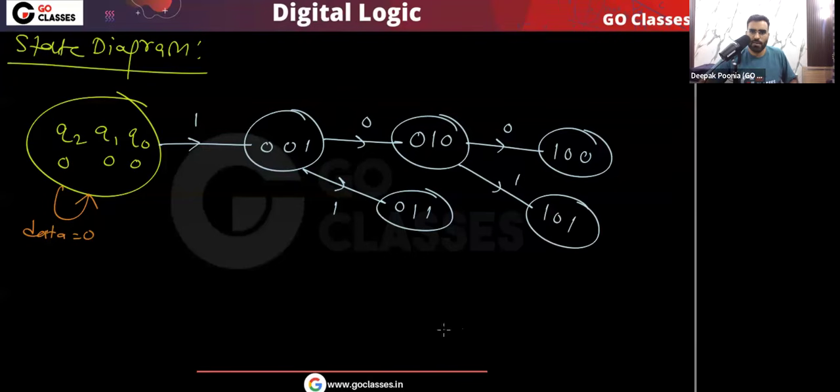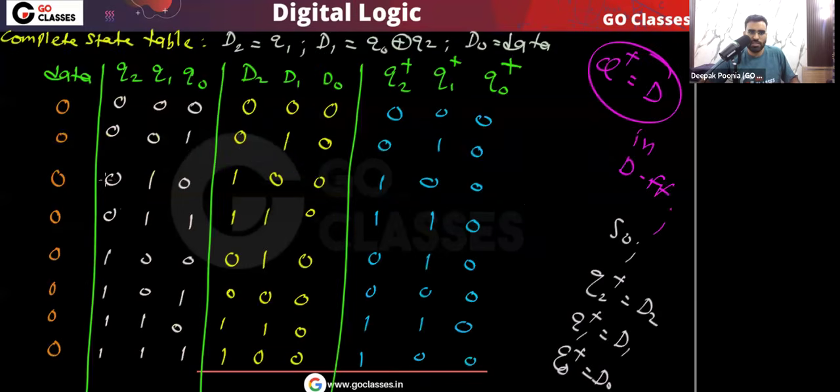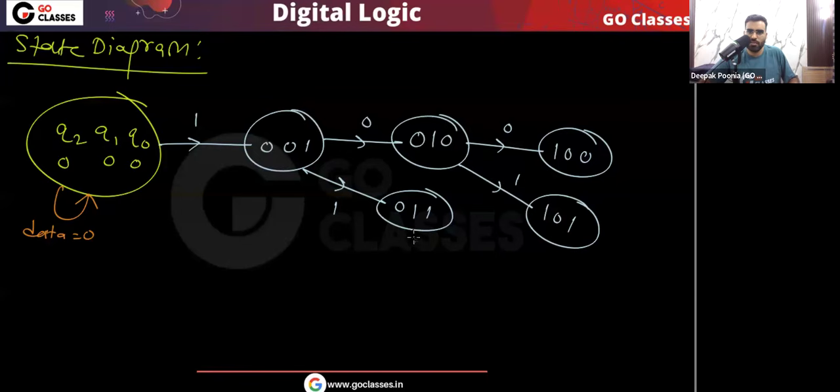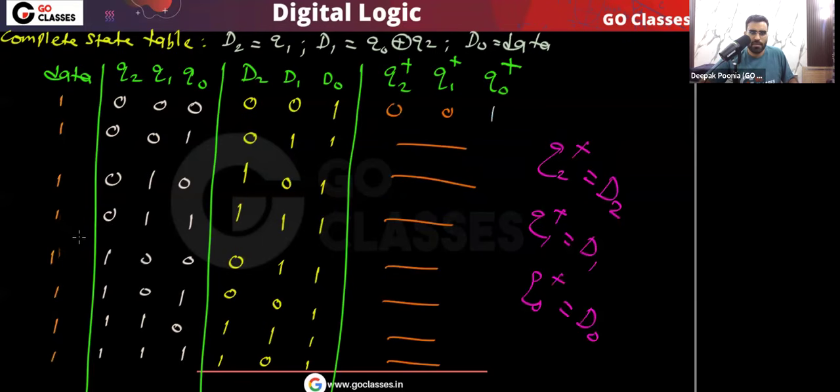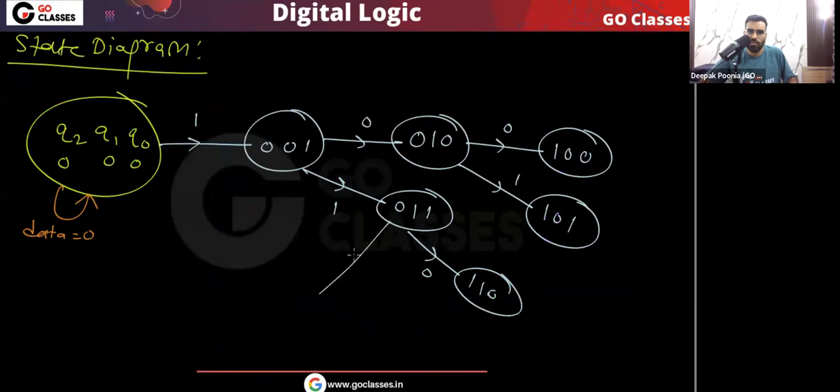Now what about state 3? From state 3, on input 0 we are going to state 6, and from state 3, on 1 we are going to state 7.